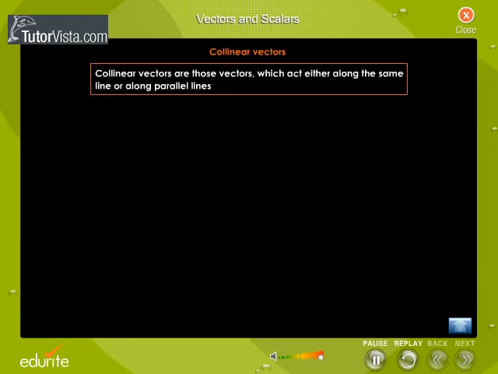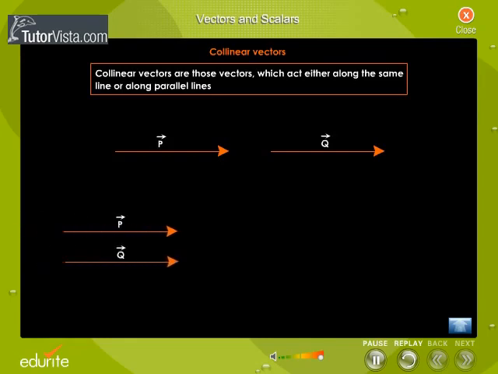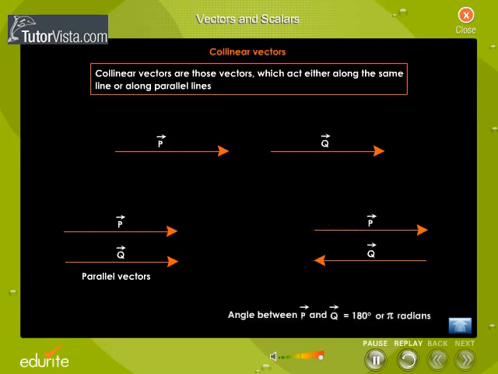Collinear vectors. Collinear vectors are those vectors which act either along the same line or along parallel lines. These vectors may act either in the same direction or in the opposite direction. If two collinear vectors act in the same direction, then the angle between them is 0 degrees, and such vectors are called parallel vectors. If two collinear vectors act in opposite directions, then the angle between them is 180 degrees or pi radians. Such vectors are called antiparallel vectors.